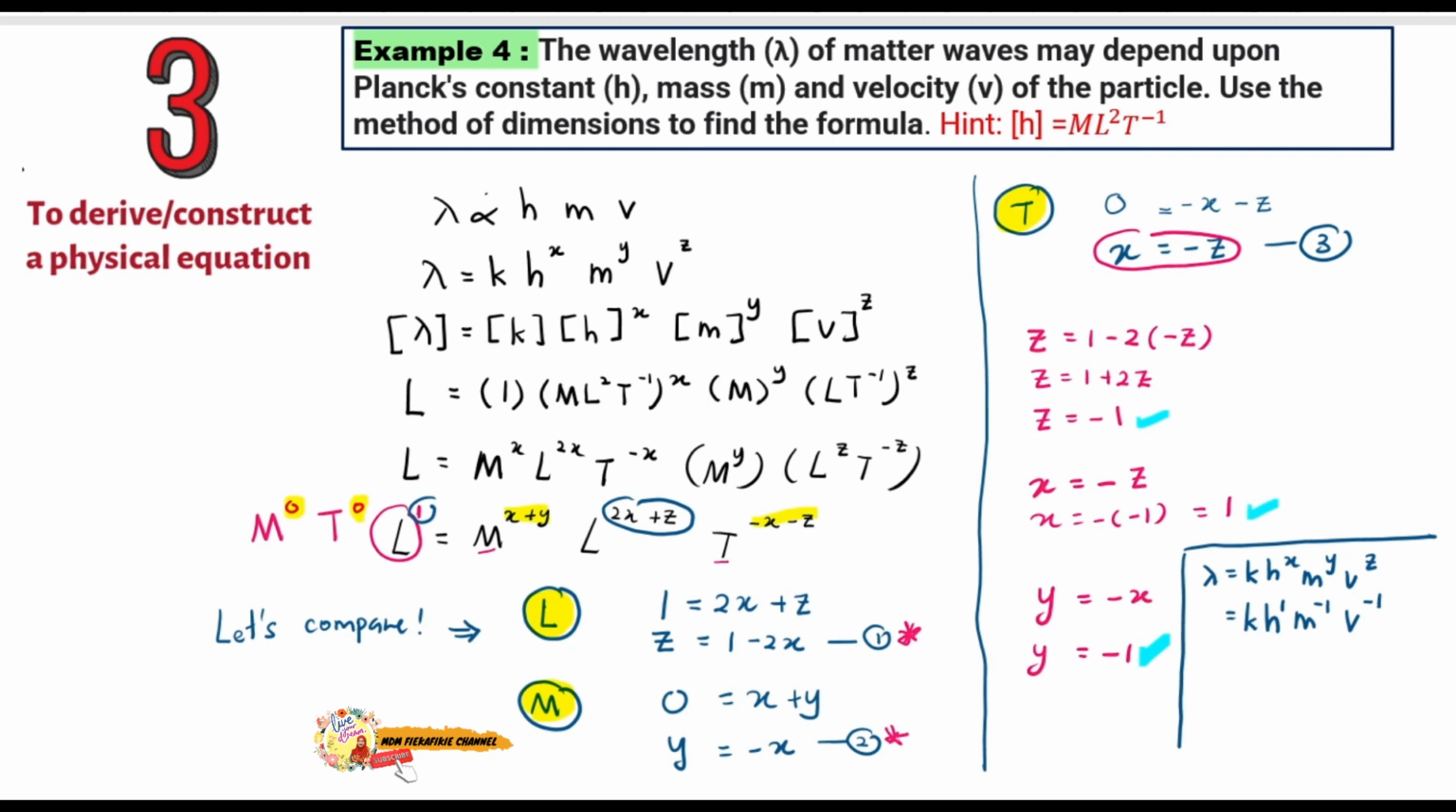Kita tahu bila m power of negative 1, maknanya dia duduk di bawah. V power of negative 1 dia duduk di bawah equation. Apa maksud di bawah equation tu? Dia adalah lambda is equal to kh over, sebab m power of -1 dia akan duduk dekat bawah fraction, v power of -1 pun duduk dekat bawah fraction. Jadi sekarang kita dah dapat formula untuk wavelength. Soalan kata use the method of dimensions to find the formula, and finally we have the formula lambda is equal to kh over mv. Okay, finish example number 4.